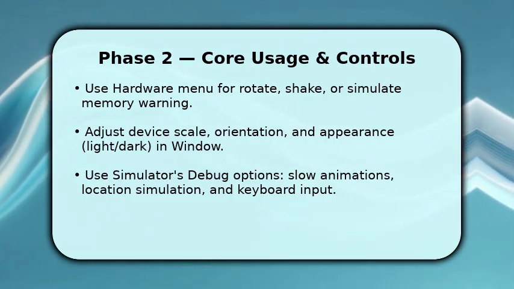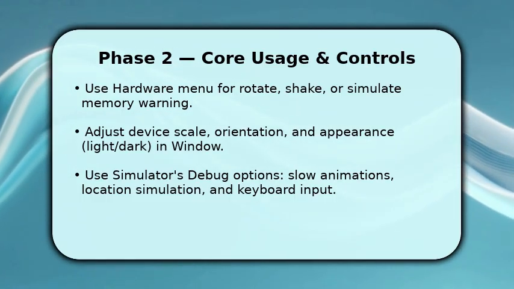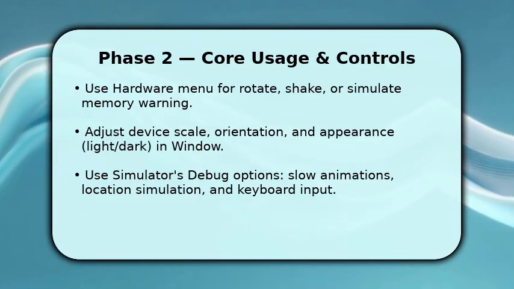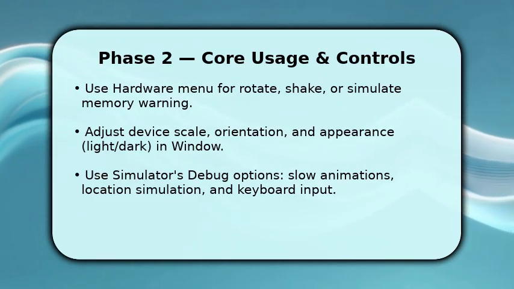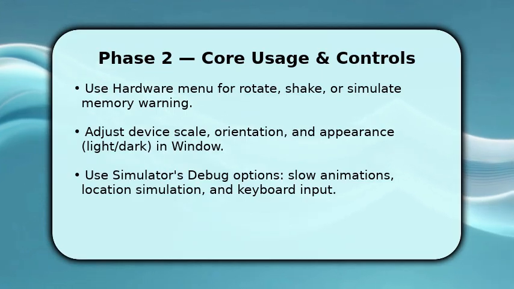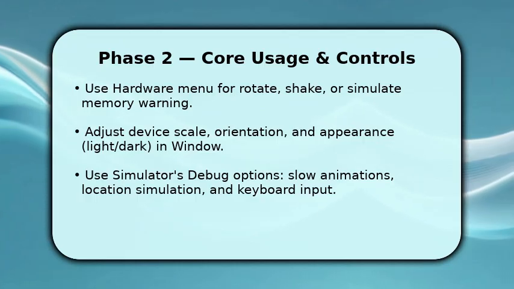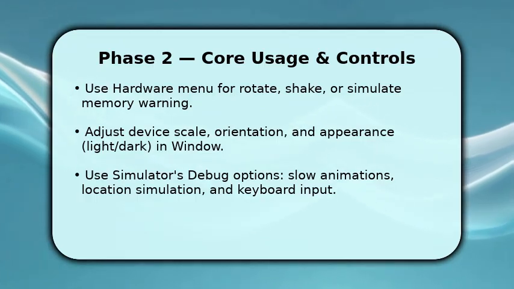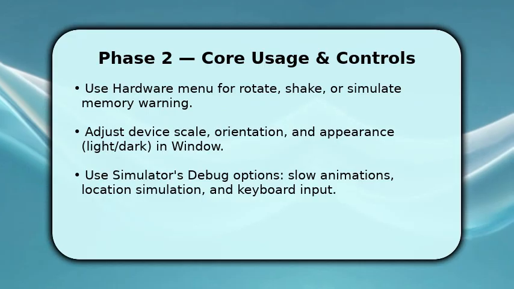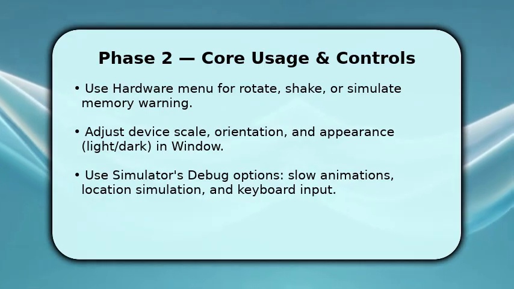Once placed, use the debug menu to slow animations or simulate GPS by loading GPX files so you can verify location logic. Make sure to enable Connect Hardware Keyboard if you prefer typing with your Mac. Also, inspect logs in the console to trace issues while stepping through your app behavior.